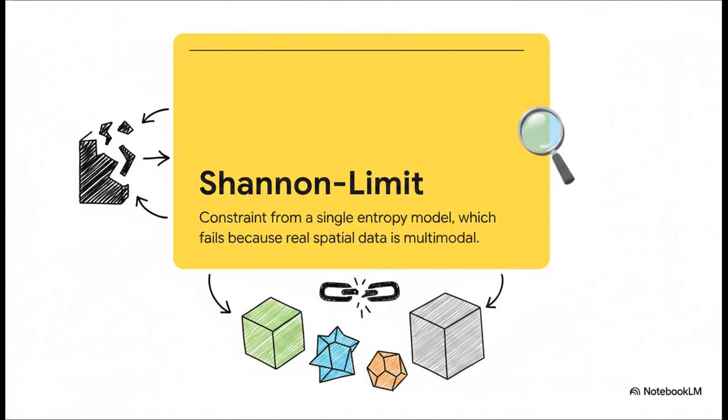Which brings us to the actual bottleneck holding us all back, the Shannon limit. Traditionally, compression assumes a single entropy model. Basically, it acts like all data behaves in one uniform, predictable way. But that is fundamentally flawed because real-world spatial data is highly multimodal, it's messy, it has distinct, shifting patterns that a single rigid entropy model just cannot wrap its mathematical head around.